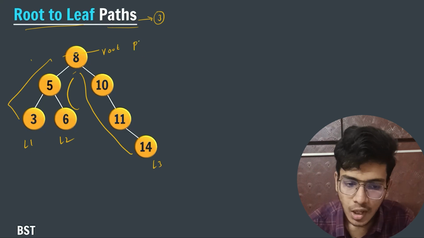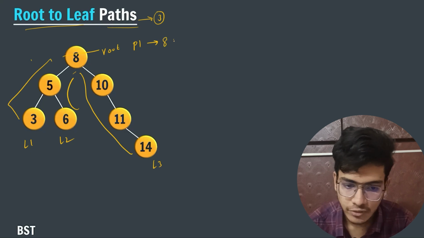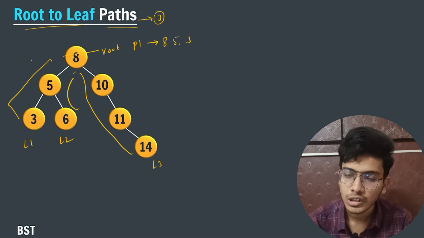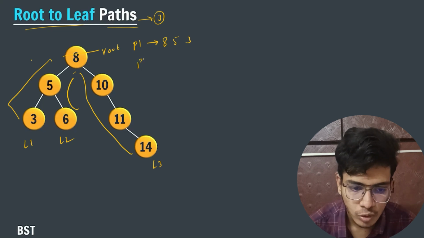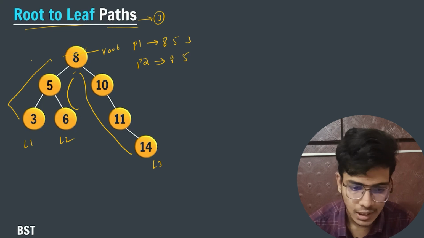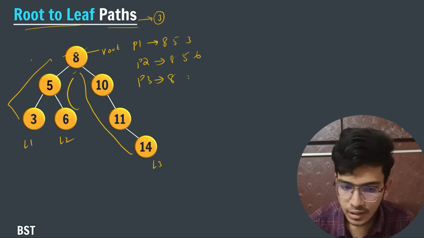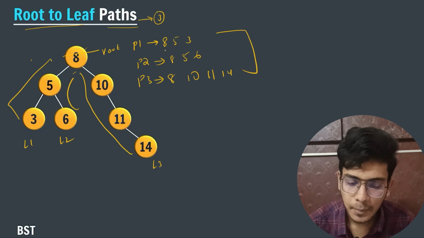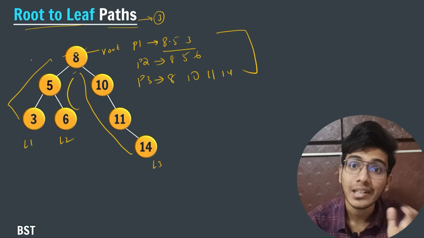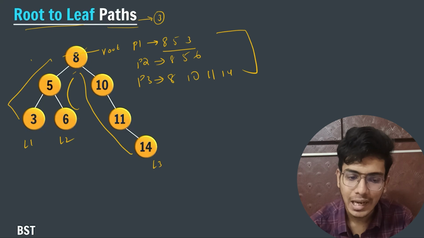So in path 1, what are the nodes? Path 1 is first of all my root node 8, after it 5, after it my leaf node 3. So this will become my path 1. Path 2 will be first of all this root node, after it 5, after it leaf 6, and path 3 will be root node 8, after it 10, after it 11, after it 14. So these are the three different paths, and the nodes which lie in these paths, I need to print. This is the basic ask of the question. I hope you have understood what is being asked in the question.